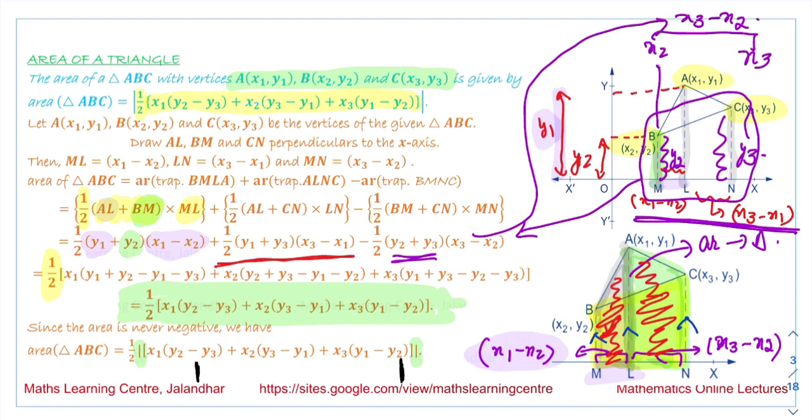These are the two straight lines we are drawing, and we are writing the formula over here. This is the symbol for the modulus, or you can say mod. Mod basically means that the area can never be negative. So whatever answer we get, we will write only the positive value, and that will be the area of that triangle.